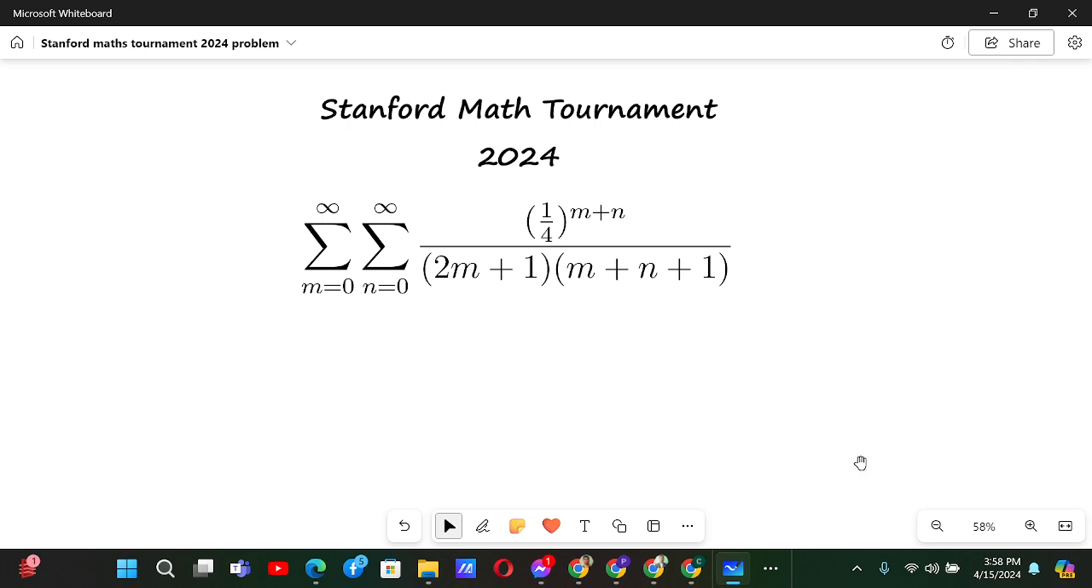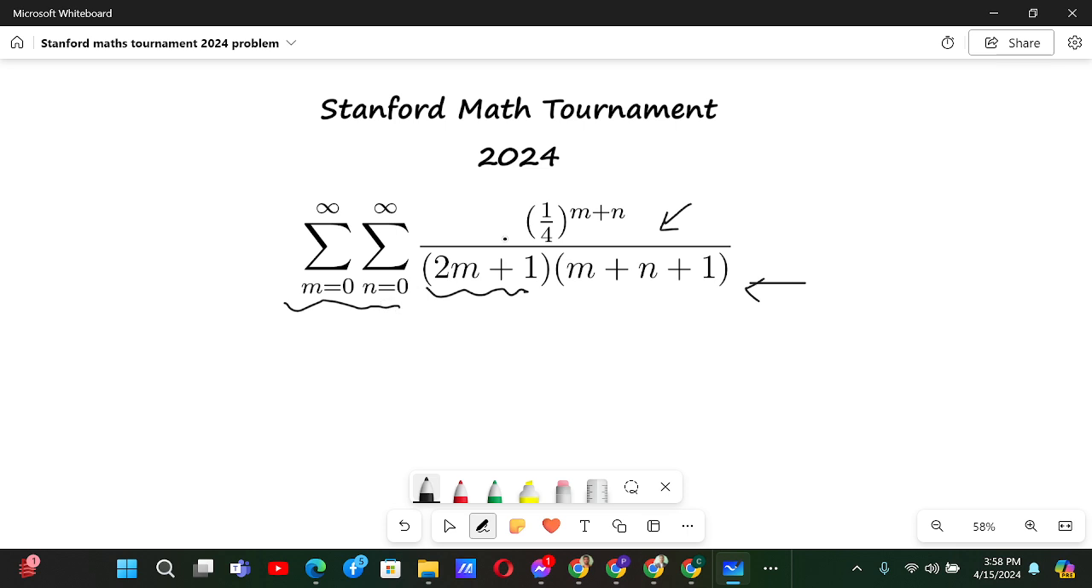Stanford Math Tournament 2024 problem. So we have this double sum, and the limits of both the sums go from 0 to infinity. Over here we have a kind of symmetric expression, but not for this term over here. But the domain of summation is symmetric. And how do we deal with this problem?